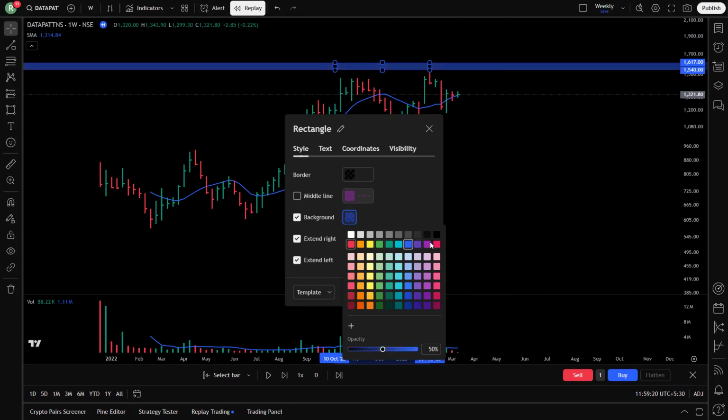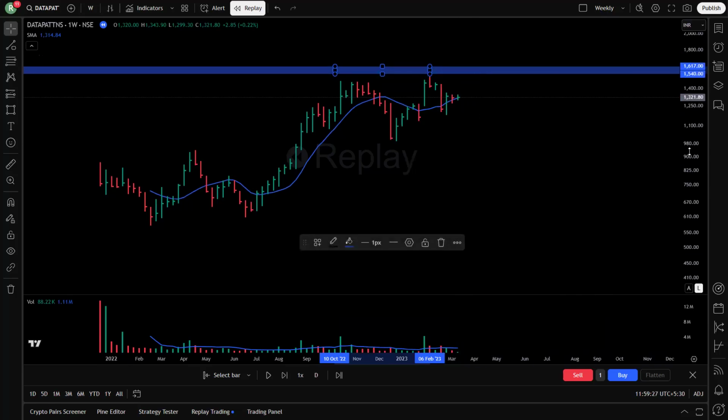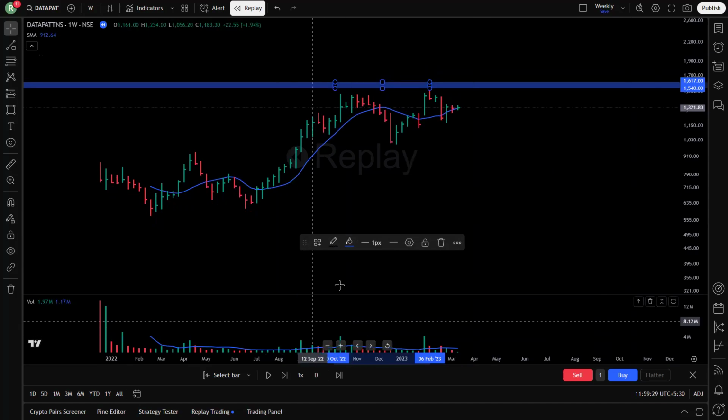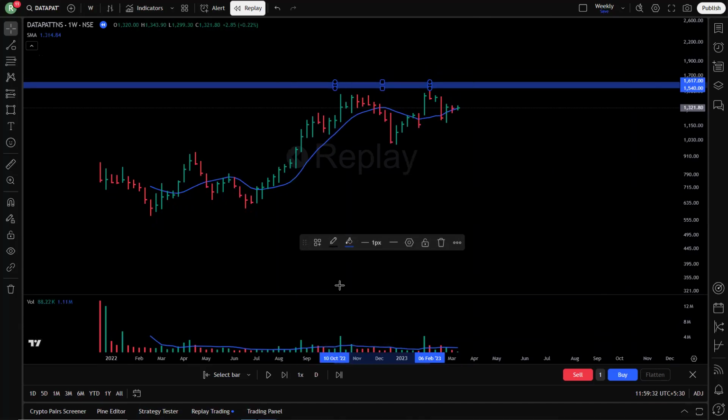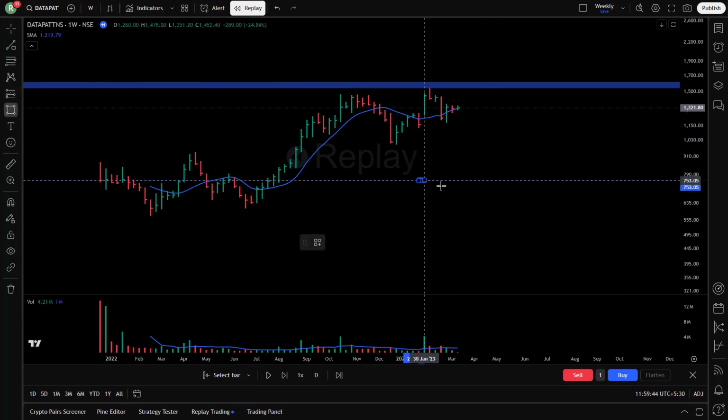So this is the pivot point, pivot range. Then let's draw the green zone. I don't know why I am not able to see myself. Let me see the view. Anyways, forget about it. Let's draw the selling zone.